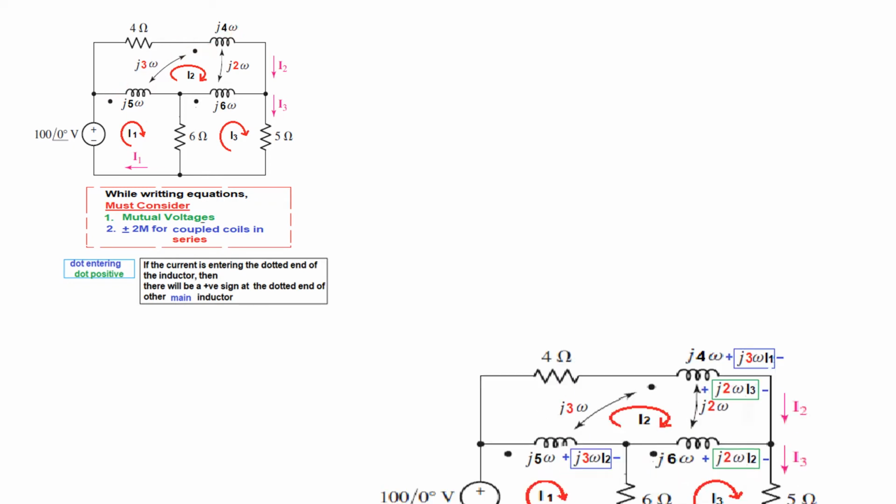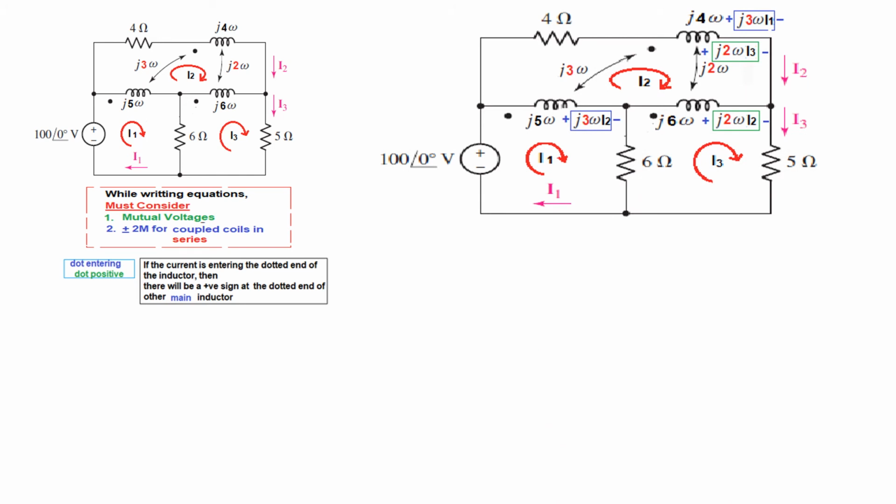Due to this, we are trying to write the voltage here. Since the current is entering the dot terminal, there will be a positive sign at the dotted end of the second inductor. So there will be a positive sign here for the voltage that we write because of this mutual coupling. So let's see from the diagram now. See this voltage, and so this is the positive sign.